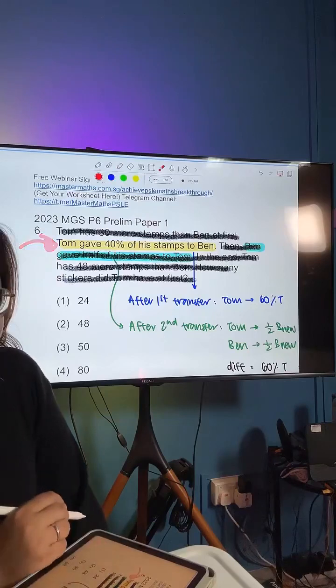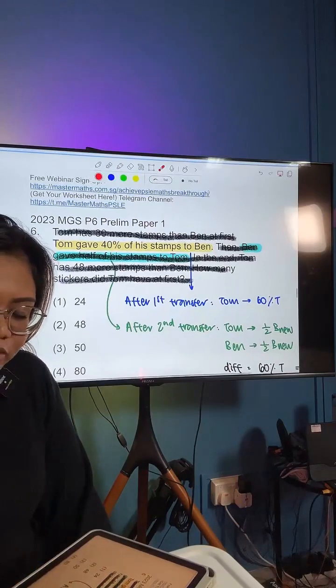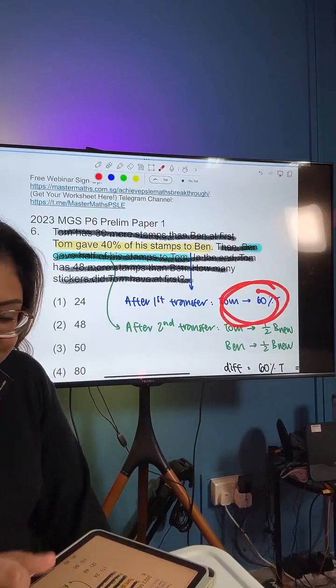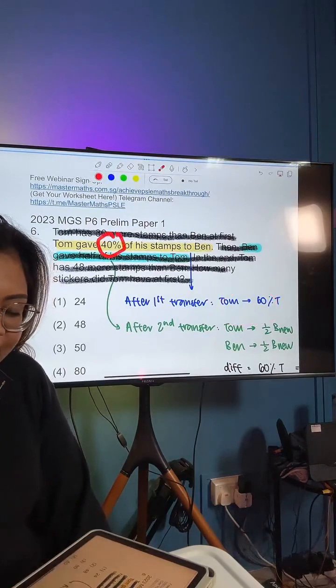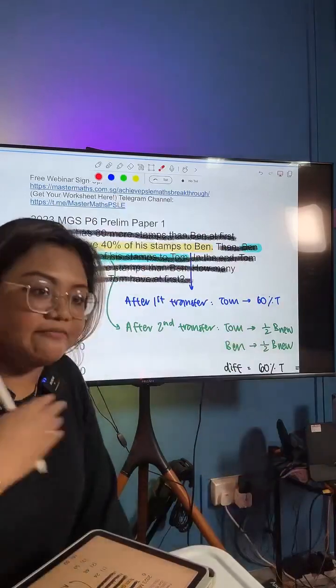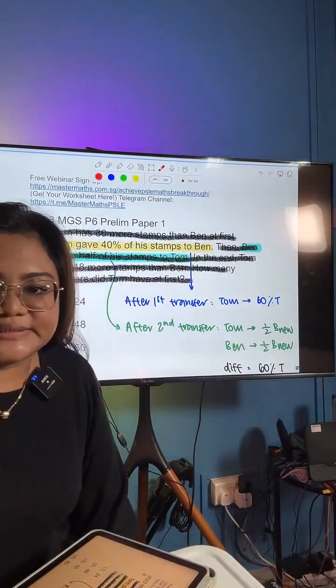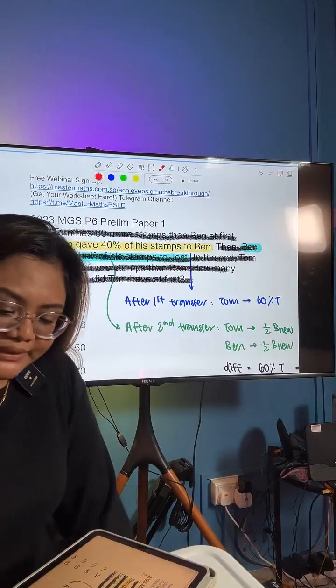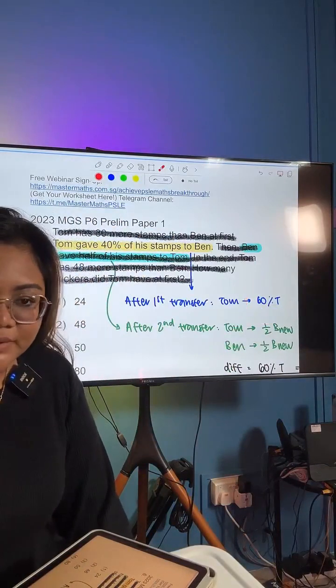Tom gave 40% of his stamps to Ben. Therefore, Tom has 60% left. I give you 40%, I must have balance 60%. I keep my 60 aside, keep it in my pocket. My 60%, I don't touch anymore.